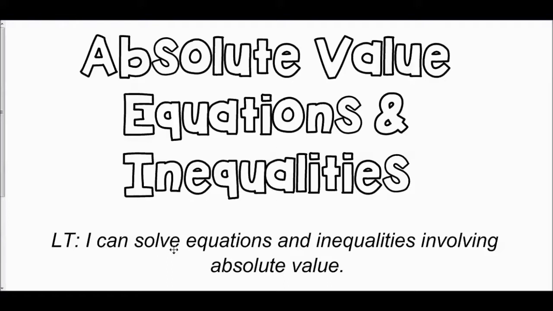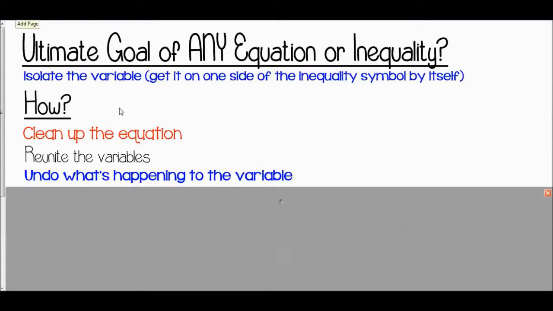So our target is that I can solve equations and inequalities involving absolute value. Just like before, the ultimate goal of any equation or inequality, so equation, that's what we did in Chapter 2, inequality, that's what we solved in Chapter 3, is to isolate the variable, meaning get it on one side of the inequality symbol by itself. And here is summed up into 3 steps how you go about doing that.